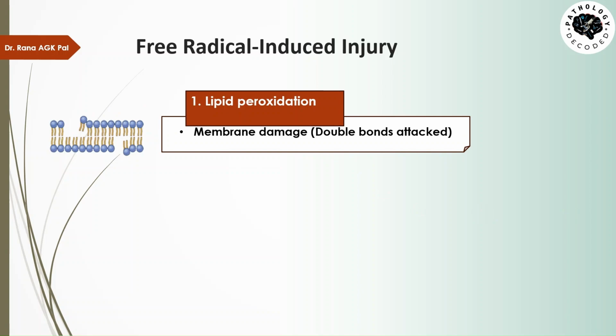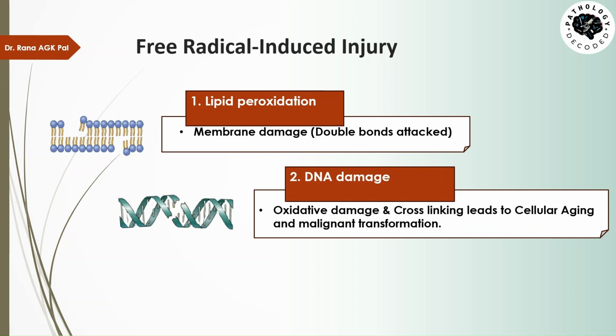Then we have free radical damage to the DNA. Here oxidative damage occurs, and these free radicals are capable of causing single and double stranded breaks in the DNA, cross-linking the DNA strands, and forming adducts. This oxidative DNA damage is implicated in cell aging as well as malignant transformation of the cells.